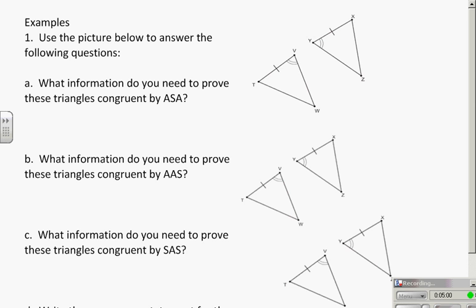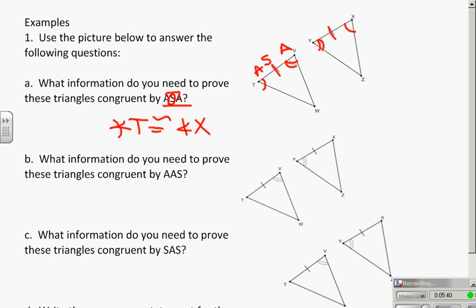Now, let's use these pictures, and I have made multiple copies, which is a little different from your notes, but it'll make things easier. Use this picture, it's the same picture, to answer the following questions. So what information do you need to prove them congruent by angle, side, angle? Remember, these are the two angles with the side in between. I know a side and an angle correspond. I need the angle here to make angle, side, angle. So what I need is that angle T is congruent to angle X.